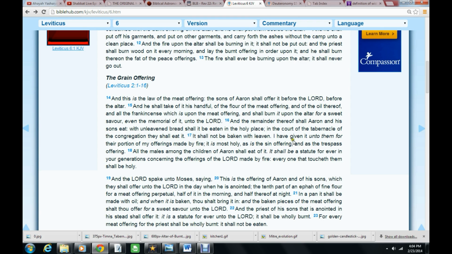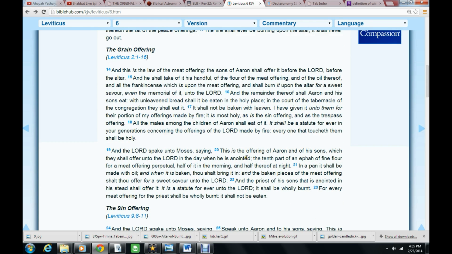I have given it unto them for their portion of my offerings made by fire. It is most holy, as is the sin offering, and as the trespass offering. All the males among the children of Aaron shall eat of it. It shall be a statute forever in your generations, concerning the offerings of the Most High, made by fire. Everyone that toucheth them shall be holy.